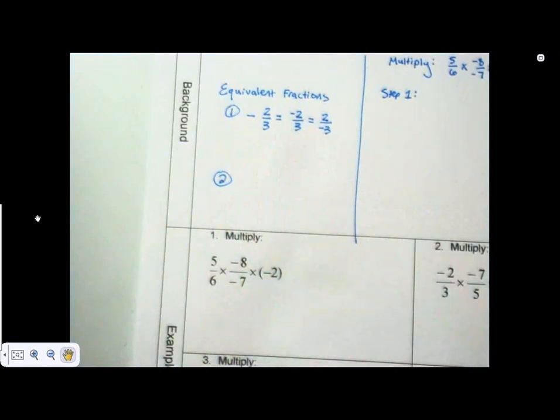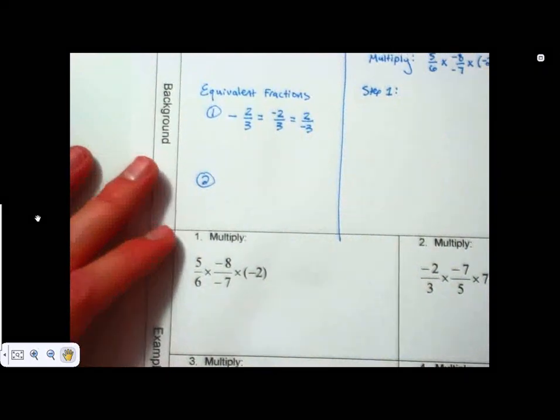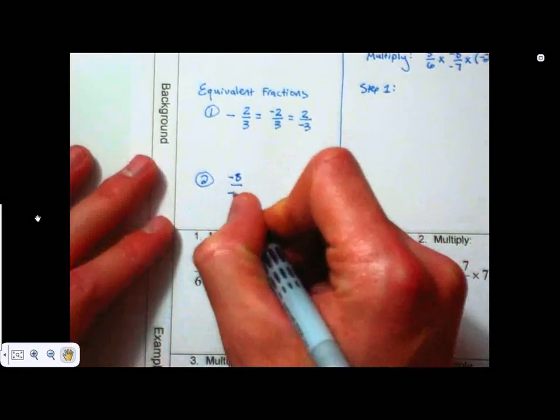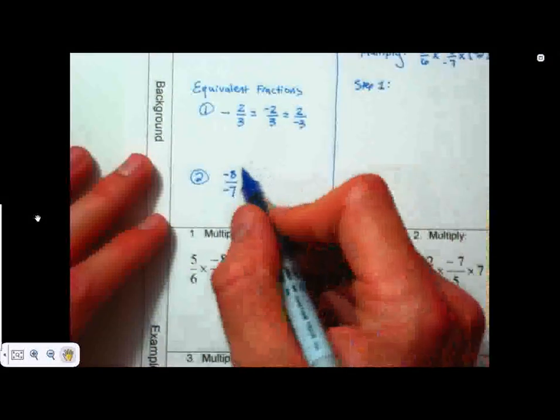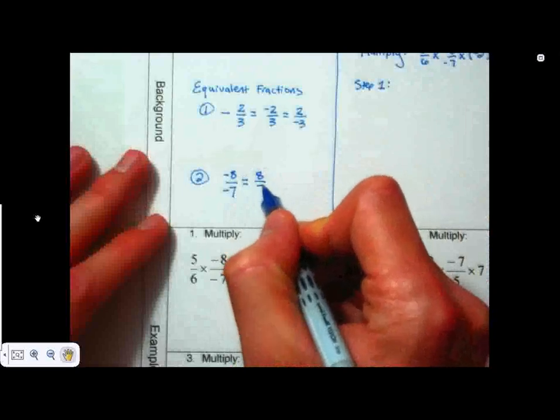Okay, the second example is, well, what if you have a negative on top and on the bottom? So if you have something like this, for example, a negative over a negative, well, let's think about it in terms of our division rules again. A negative divided by a negative is positive. So this is the same as just plain old 8 over 7.